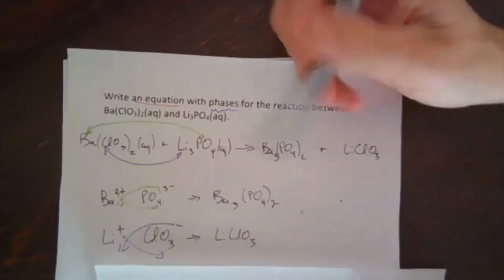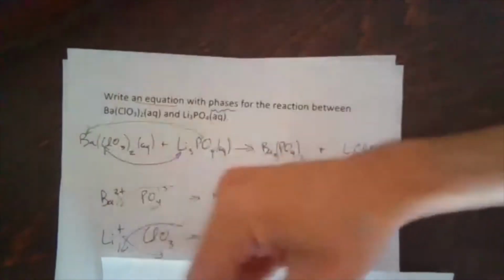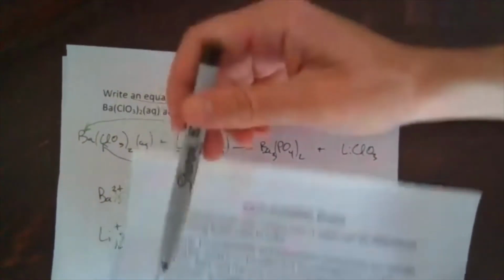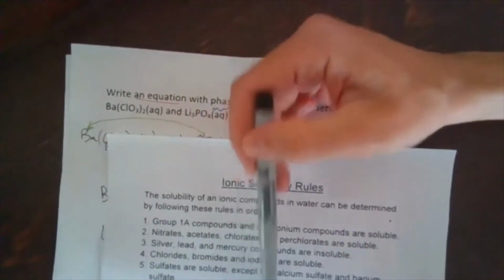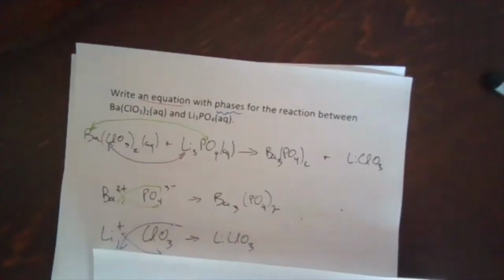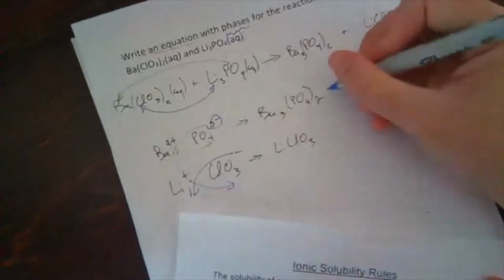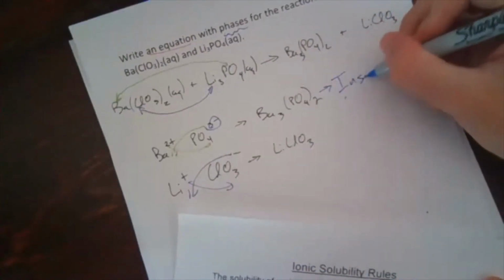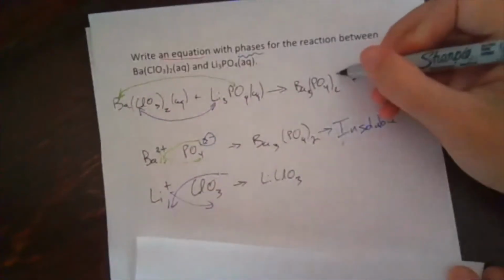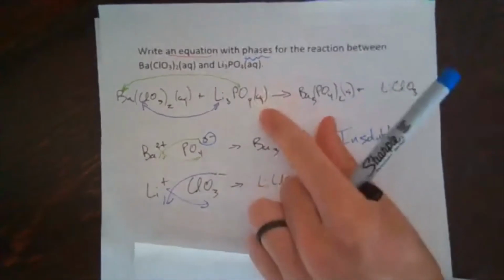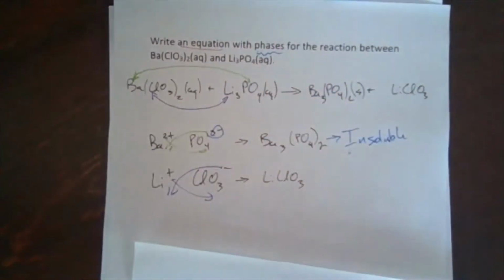So barium phosphate, we have Ba2+, PO4 3-. Barium doesn't have any special rules associated with it. Phosphate is where the rule kicks in, rule 6. Compounds with a 2- or 3- anion. So if we look for our phases, we have that 3- right there. And so that makes barium phosphate insoluble. And so because it's insoluble, the phase is solid. This is aqueous chemistry. It's happening in water. Barium phosphate isn't going to dissolve, so it stays solid.